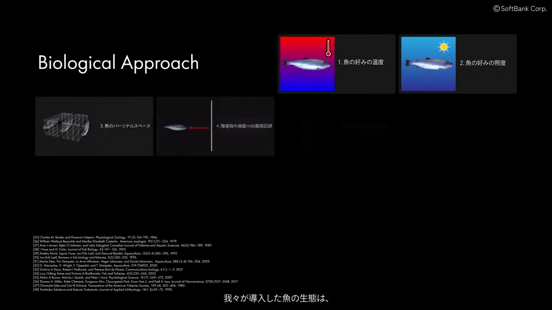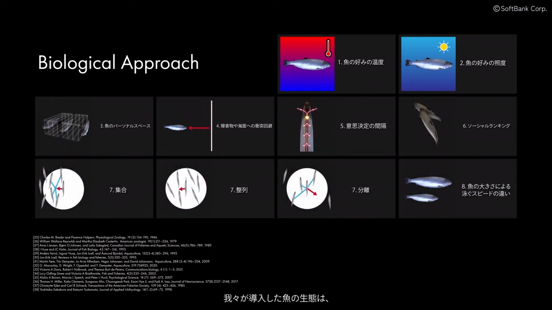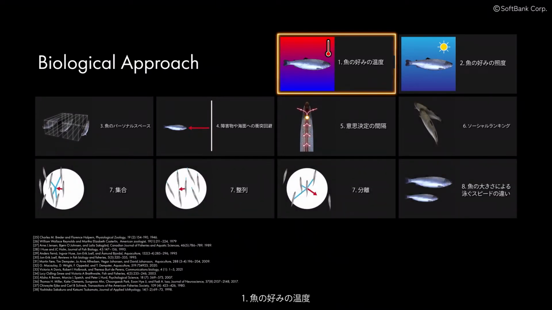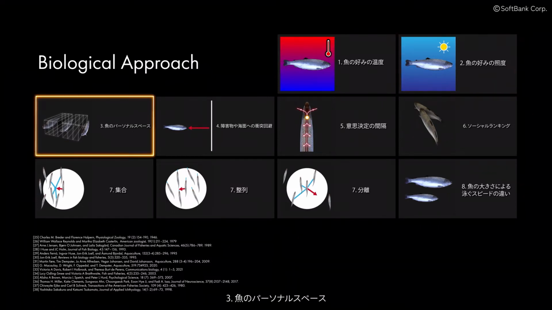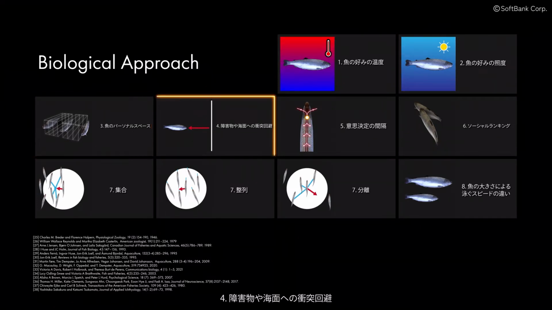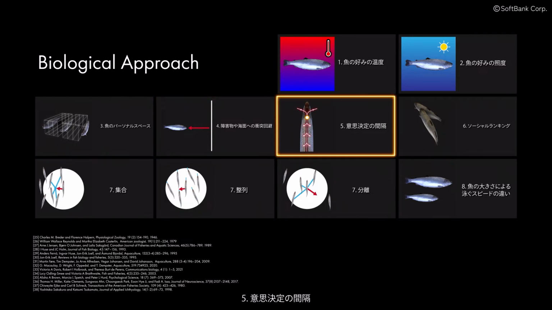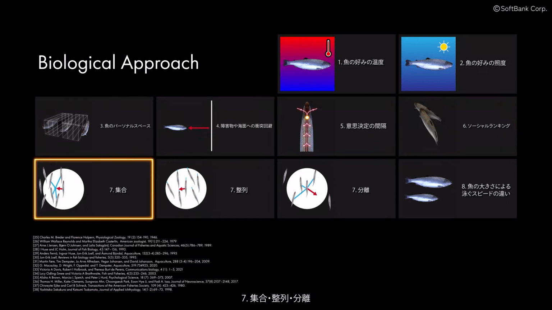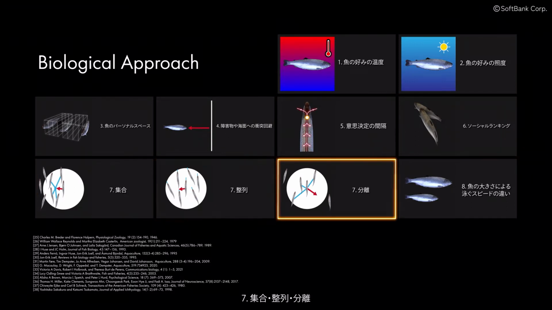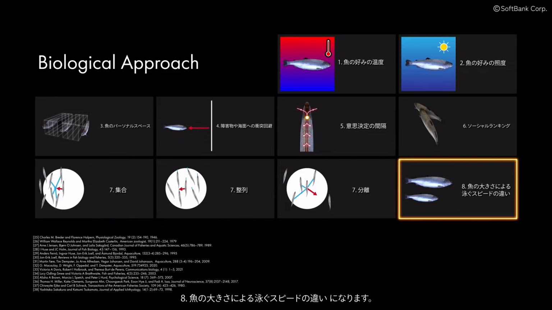We have introduced the following ecological parameters into our simulation: the fish's preferred temperature, the fish's preferred light intensity, the personal space of each fish, the fish's response to obstacles and the water surface, a decision-making interval, the social ranking of fish, cohesion, alignment, and separation rules, and a range of swimming speeds relative to body lengths.